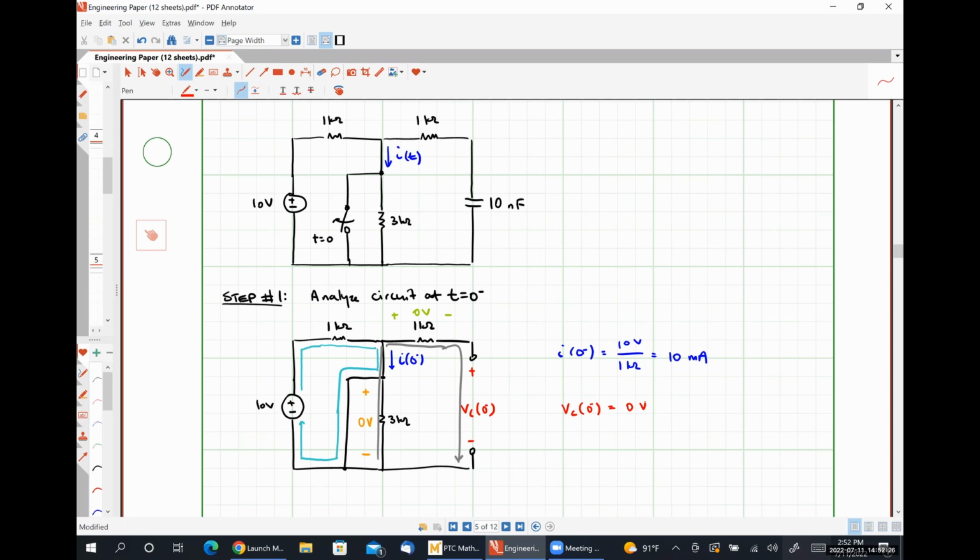Okay, so short circuits have a voltage drop of 0. Open circuits have a current of 0. Always, always, always.